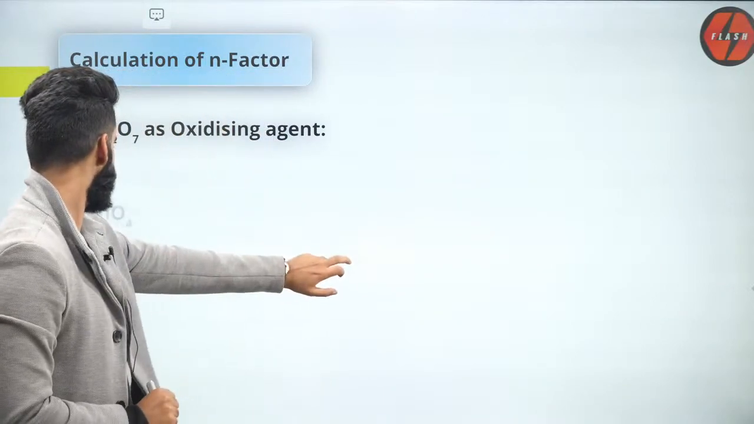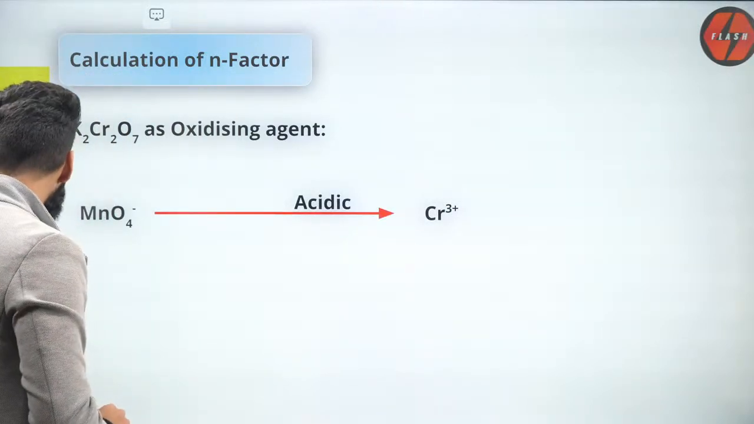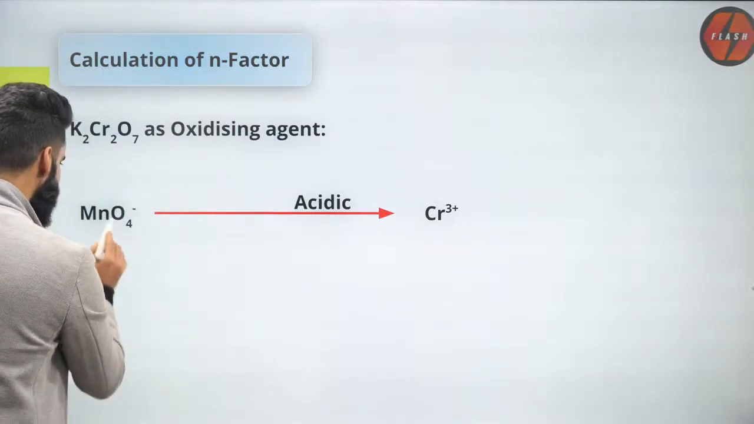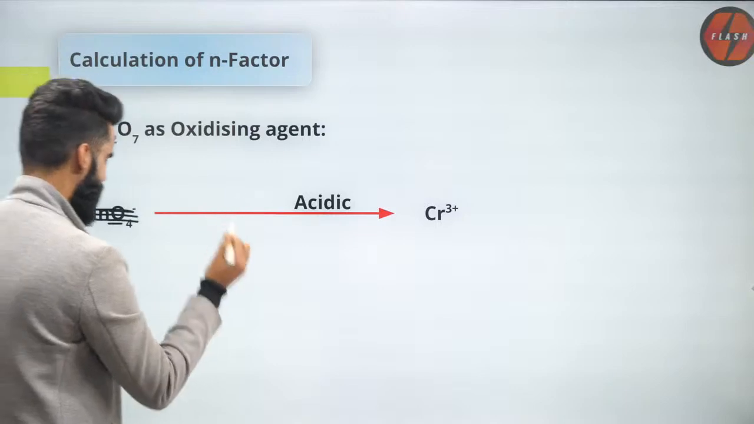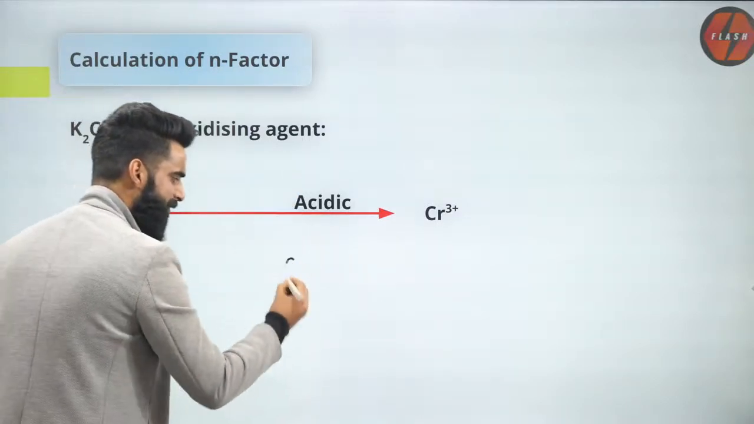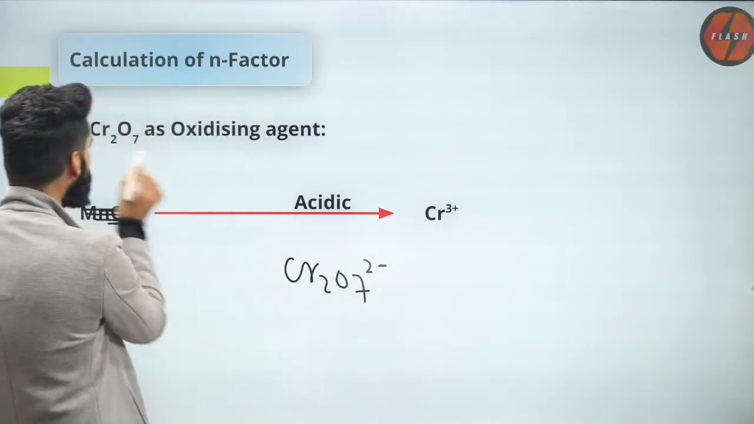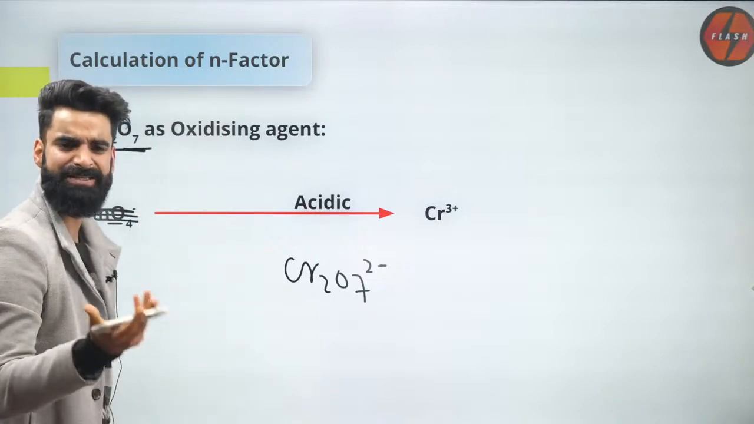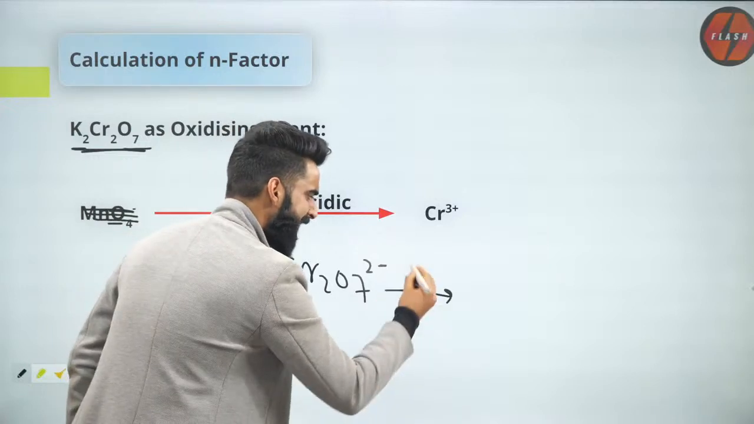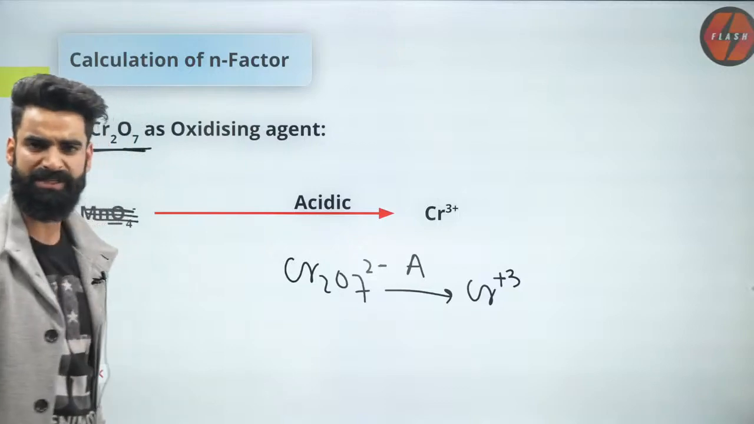Okay, have a look, guys. Wait, there is a mistake in the slide. We can rectify it as well. Just give me a second. This is not MnO4 negative here. I'm writing a new reaction. I'm writing Cr2O7 2-. Either you write Cr2O7 2- or you write K2Cr2O7. The choice is all yours. Cr2O7 2- in acidic medium gets converted to Cr3+. Remember it.